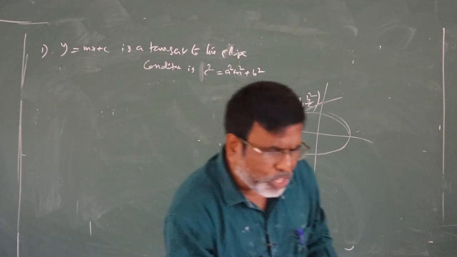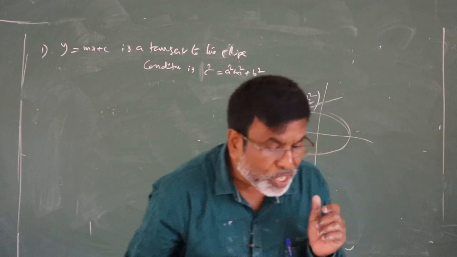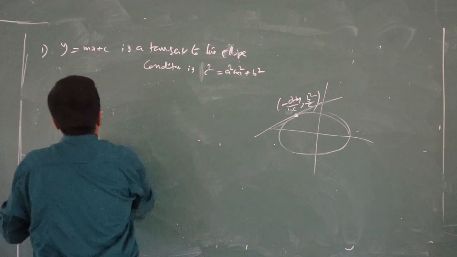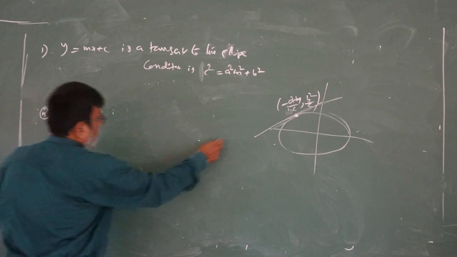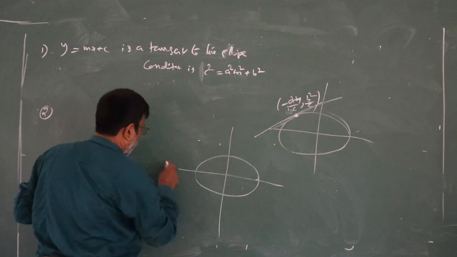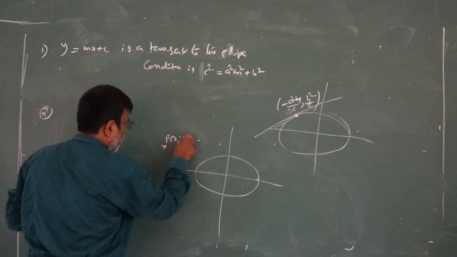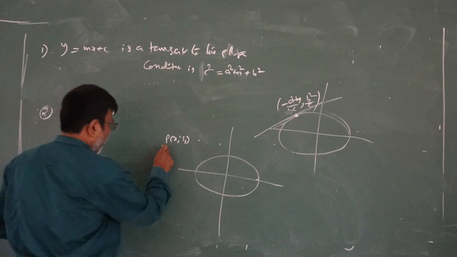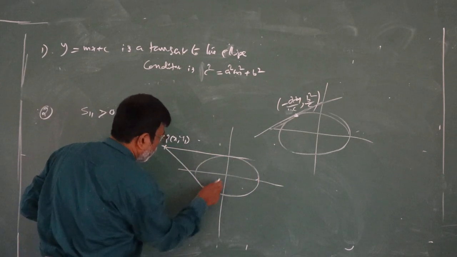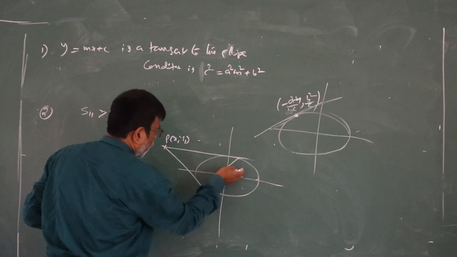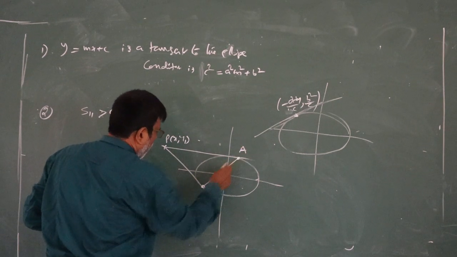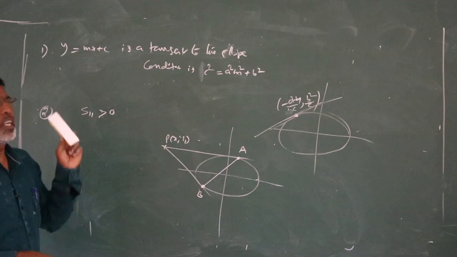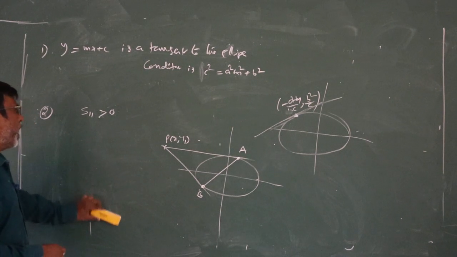Now, notation is very important. Coming to the second point: suppose the ellipse is like this. From P(x1, y1), suppose S11 is greater than 0, the point lies outside the ellipse. So from this point two tangents are drawn, and they touch the ellipse at A and B. Then AB is called the chord of contact.